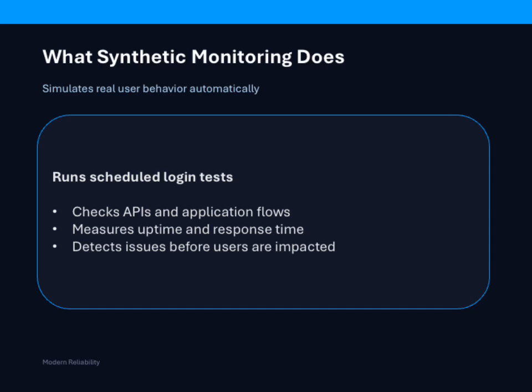Synthetic monitoring simulates real user activity automatically at scheduled intervals. Instead of relying on actual user traffic, automated scripts test important workflows like logging into an application, searching products, submitting forms, or calling APIs. These tests can run every few minutes from different geographic locations. The goal is to identify issues early, measure performance, and ensure critical services remain available. This helps SRE and DevOps teams improve reliability and reduce production incidents.